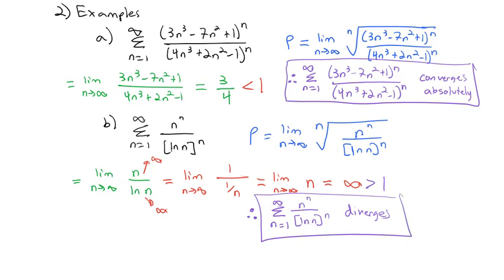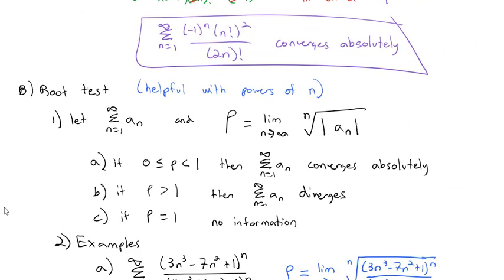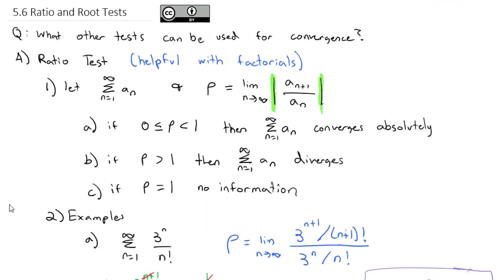So we have two tests today to wrap up our work with sequences and series, trying to decide if series converge or diverge. We have the root test, which is good for powers of n, where rho is the limit as n goes to infinity of the nth root of the absolute value. And we have the ratio test, where rho is the limit as n goes to infinity of the n plus 1 over the nth term. And that one's helpful with factorials. Once we do that and calculate our rho, the process is the same.